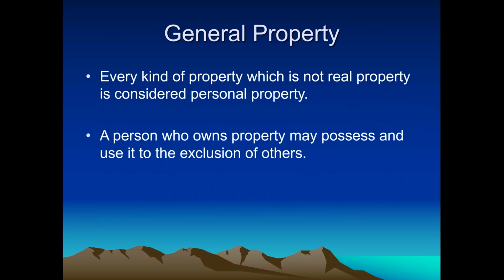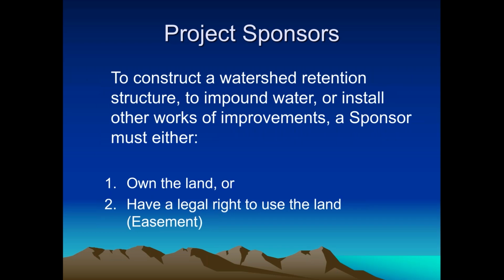So every kind of property which is not real property is considered personal property. And a person who owns property may possess and use it to the exclusion of others. I don't know about all the other states, but I definitely know in Oklahoma, one of the things you'll hear people say is, well, it's my land and I can do what I want. And this is exactly that concept of it's my property, I possess it, and I get to make the decisions about what happens to that land.